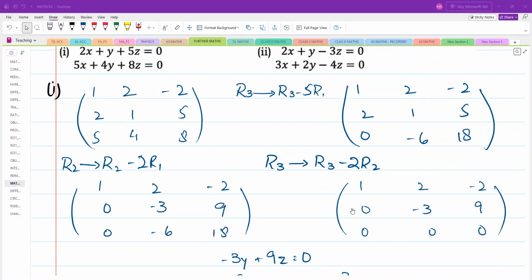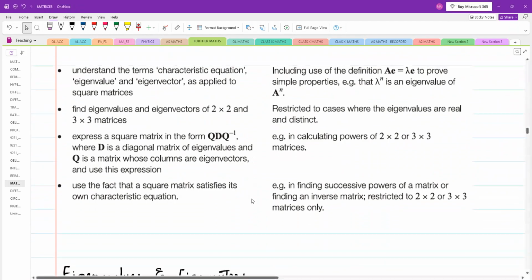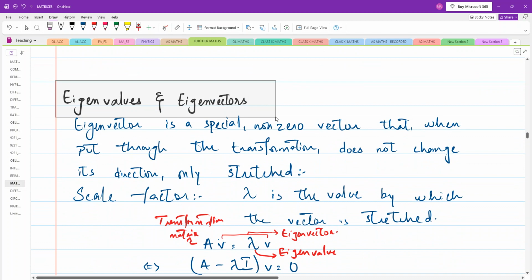Was that understandable? Okay, we are now moving on towards the real stuff, the more advanced material in matrices. Basically, something called eigenvalues and eigenvectors.